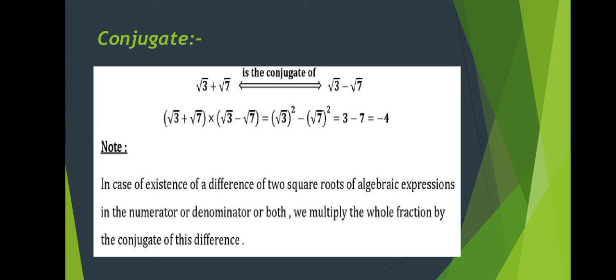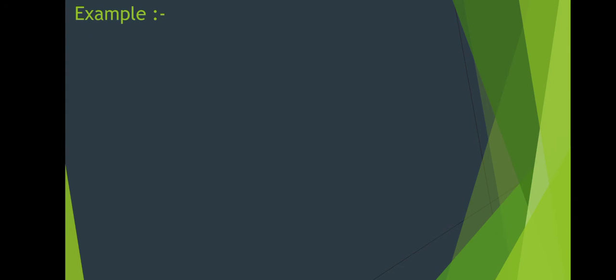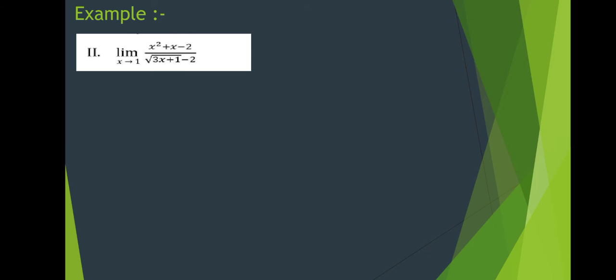In the case of existence of a difference of two squares roots of algebraic expressions in the numerator and/or denominator or both, we multiply the whole fraction by the conjugate of their difference. ازاي يعني؟ هنشوف كده معايا. For example, x power 2 plus x minus 2 over root 3x plus 1 minus 2.